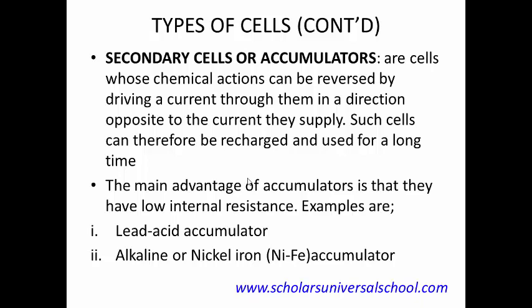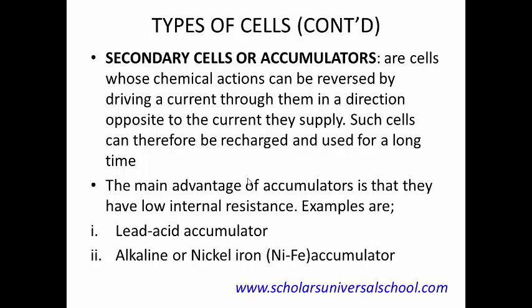But the secondary cells are also called accumulators. For the secondary cells, the chemical reactions can be reversed. In reversing the chemical reaction, you just change the direction in which current had flowed through the cell. When it is supplying current, you change the direction. Obviously, you have reversed the reaction of that cell. So by reversing the reaction, the cell is charged.